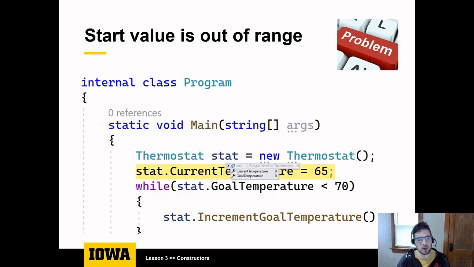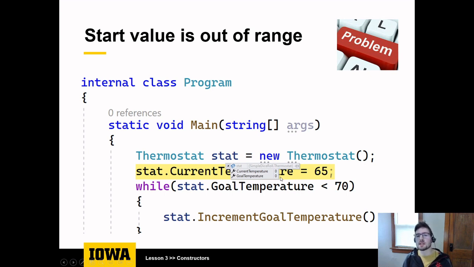Well, we can use a debugger and we can look, right? So I've frozen the code right here at this line, and in the debugger we're able to inspect what the values of stuff is interactively. So I've hovered over stat, and its current temperature is 0, right? We're about to set the current temperature to 65, right? But the goal temperature is also 0.